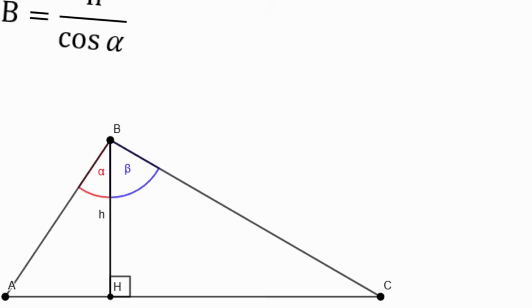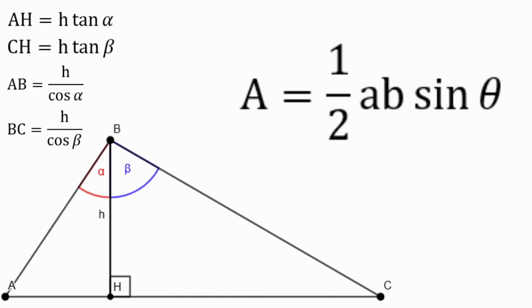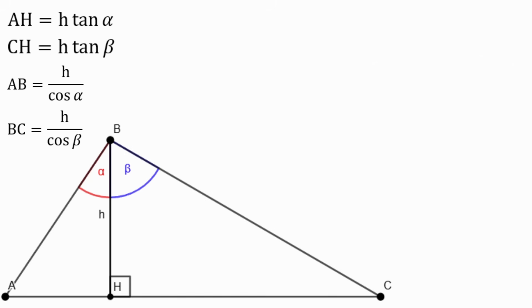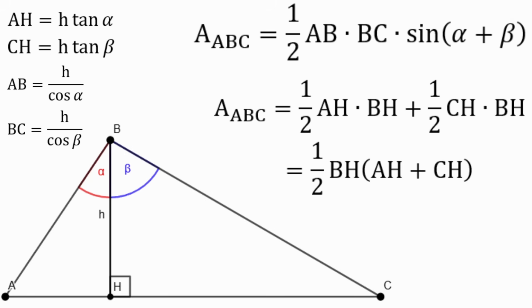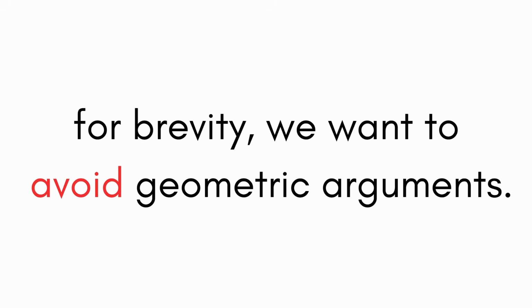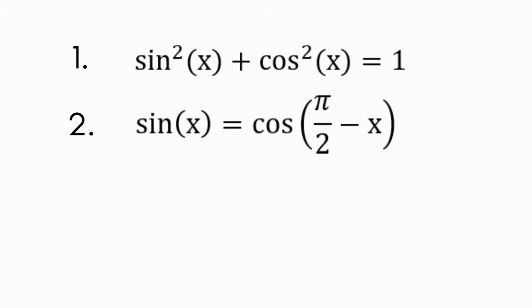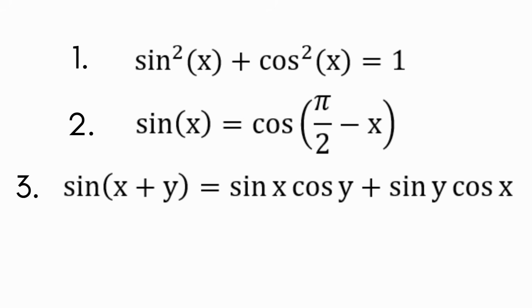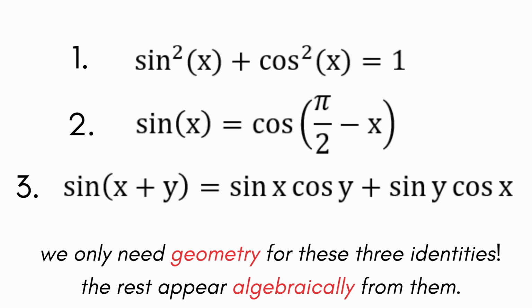In contrast, deriving geometrically means to derive an identity by using the definitions of sine and cosine as triangle side ratios and other properties of geometric shapes like triangles and circles. Geometric arguments are usually less straightforward than algebraic arguments, so really we want to avoid them as much as possible. And this brings me to my main point. To derive every common trig identity, we only need to use a geometric argument on those three. The rest can be derived solely using algebra from them. So now I will show you these three geometric derivations, starting with the Pythagorean identity.